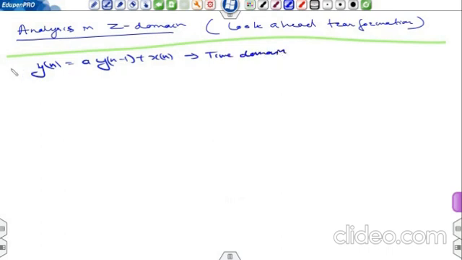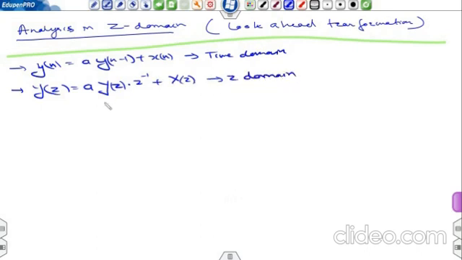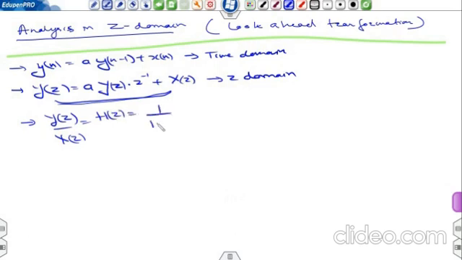Okay, and taking Z transform on both sides, we have capital Y(z) equal to a into capital Y(z) z to the power minus 1 plus capital X(z), that is in z domain. So rearranging the equation, we have capital Y(z) by capital X(z), that is also known as the transfer function H(z), equal to 1 upon 1 minus a z inverse.